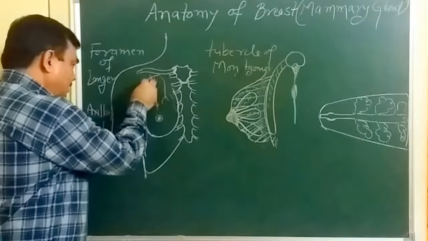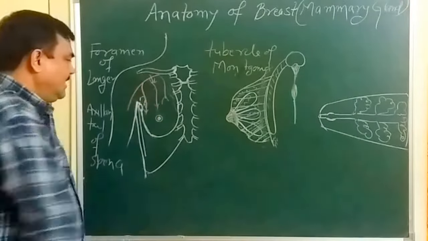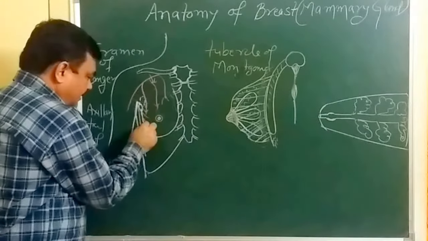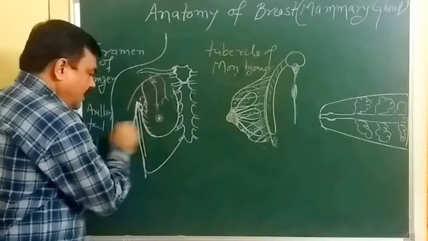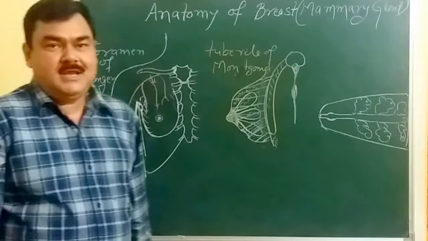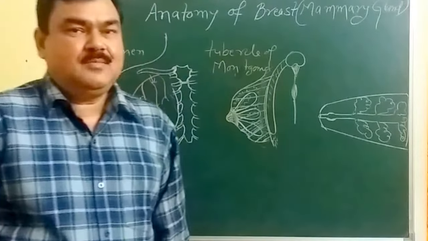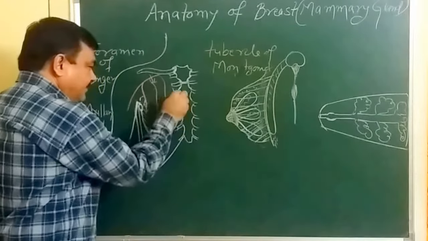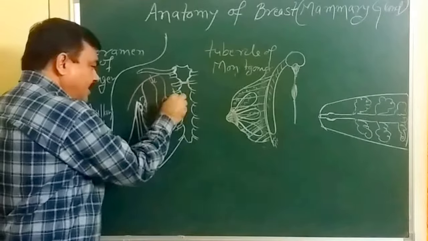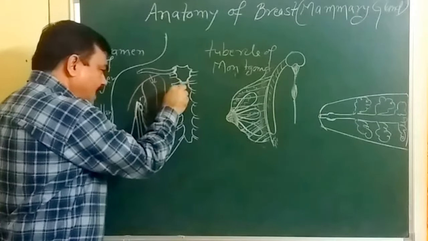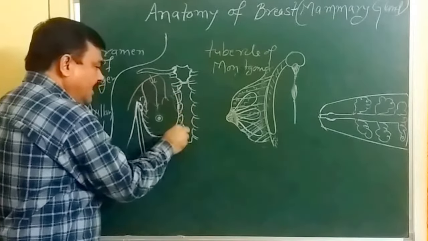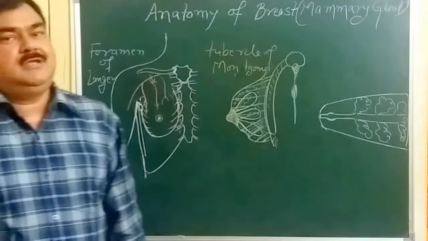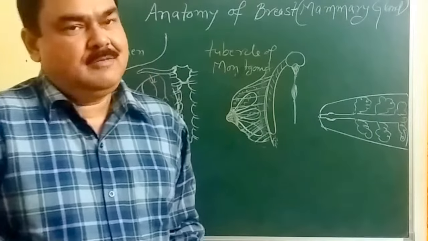Here is the lateral thoracic artery. This is the lateral thoracic artery. And laterally, here is the lateral cutaneous branch of posterior intercostal arteries. Here is the perforating branch of the internal thoracic artery. Here is the position of the internal thoracic artery. So these are perforating branches of the internal thoracic artery. So these vessels give supply to the breast.